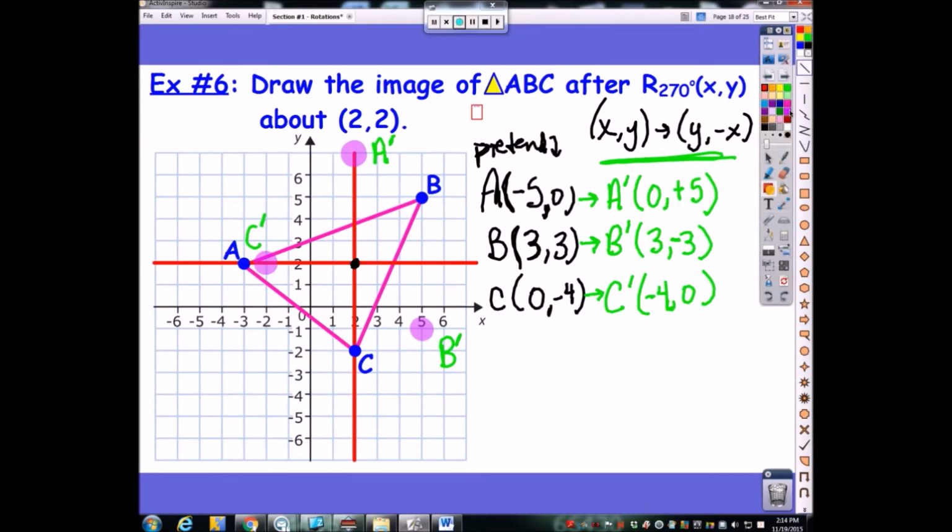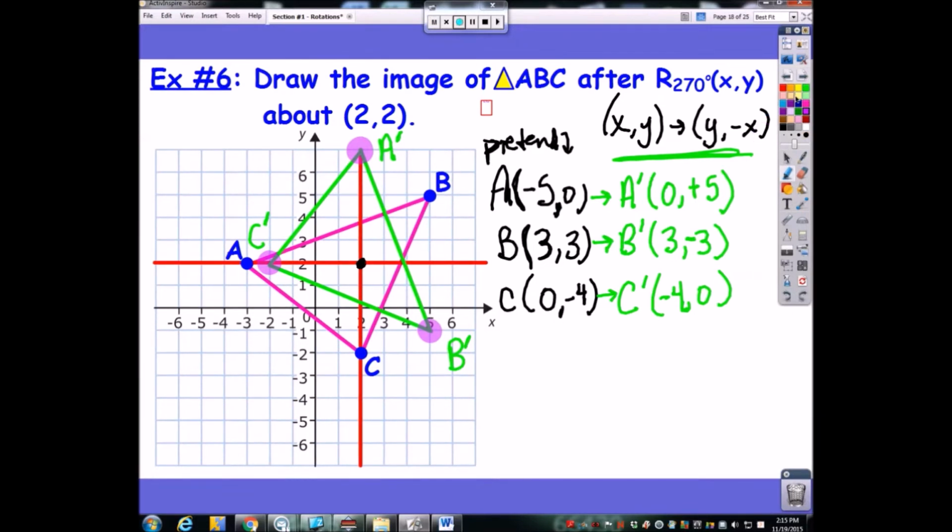Now, last but not least, we need to connect the dots. So A prime down to B prime over to C prime, and C prime back up to A prime. And so now there fully is our image triangle, triangle A prime, B prime, C prime.